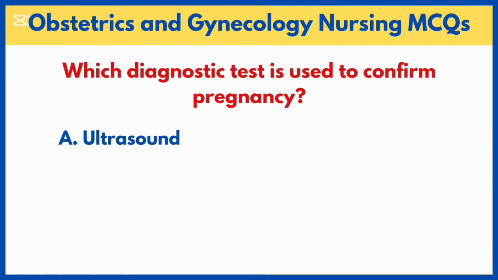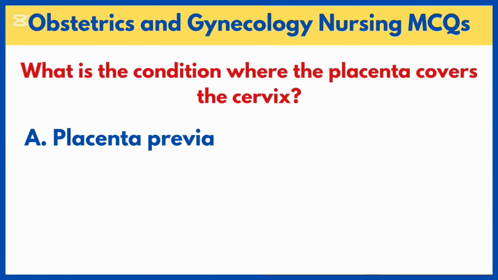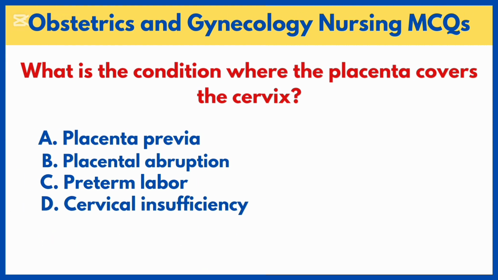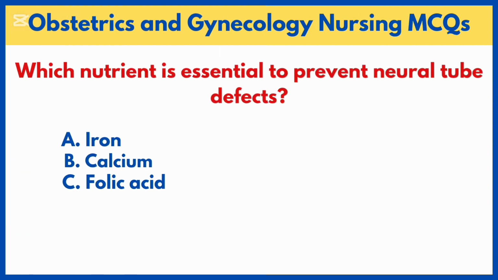Which diagnostic test is used to confirm pregnancy? Correct answer is option A, ultrasound. What is the condition where the placenta covers the cervix? Correct answer is option A, placenta previa. Which nutrient is essential to prevent neural tube defects? Correct answer is option C, folic acid.